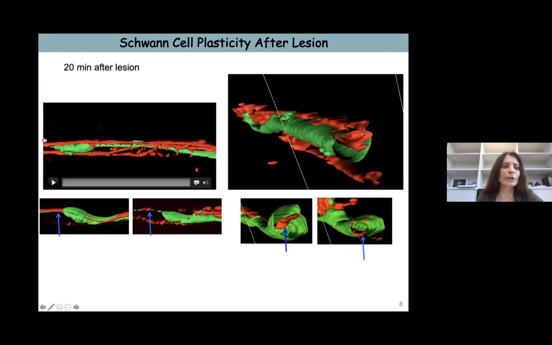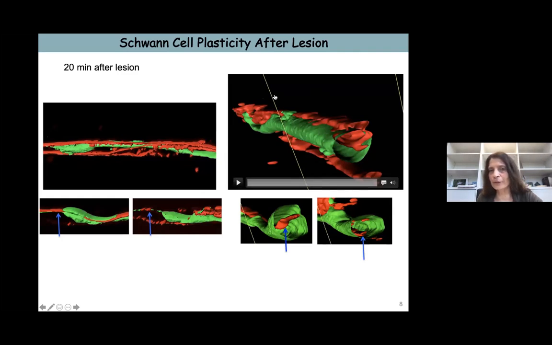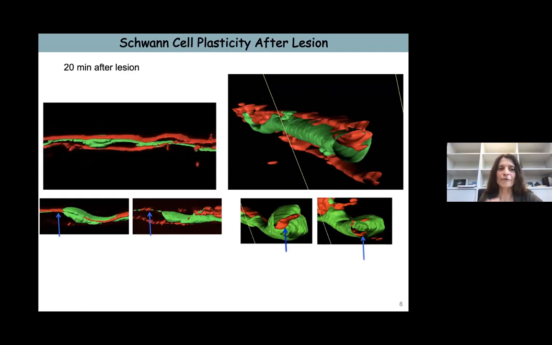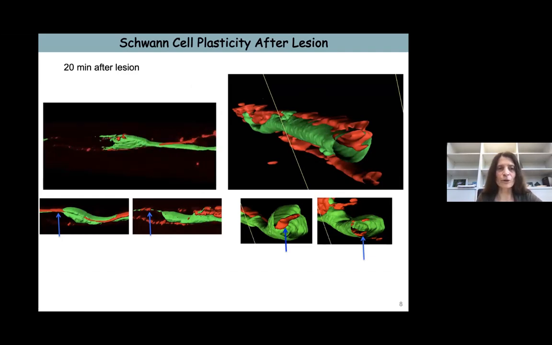So in that case, you can see the red axons and the green Schwann cell, and the lesion has been done on that side. And for this movie, it has been done on that side. So I'll show you how it works. So very fast after lesion, the Schwann cell moves really fast around the axons. And what we had the impression when we saw this movie, so those were our first 3D movies, that the Schwann cells were promoting the disintegration of axons.